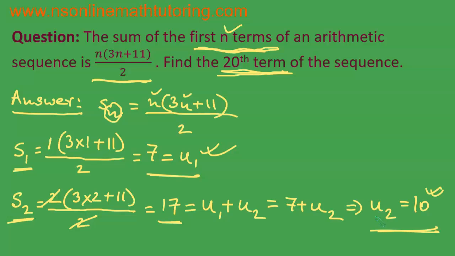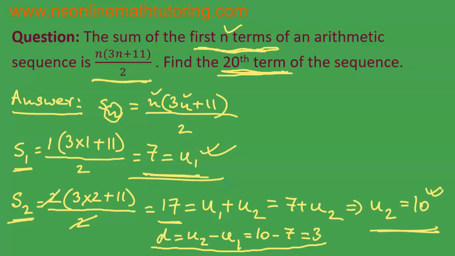We have got the first two terms of the arithmetic sequence, so we can find the common difference. What is the common difference? Obviously, let me write it over here. D is equal to U2 minus U1. That is equal to 10 minus 7. So D is equal to 3. Therefore, we have found the first term and we have found the common difference. Hence, we are in a position to get every term of the arithmetic sequence.